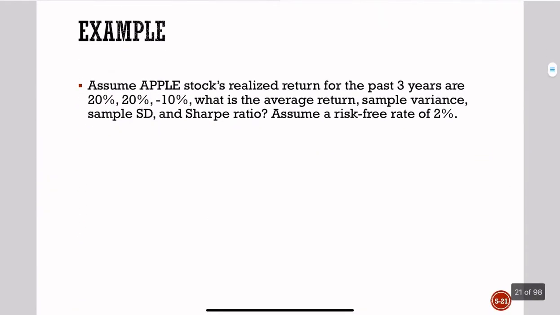Okay. Now let's see this very simple calculation example. Let's assume Apple has a realized return for the past 3 years of 20%, 20%, and minus 10%. What is the average return, sample variance, sample standard deviation, and Sharpe ratio? Okay, now let's do the calculation. So we have three numbers. Average return.